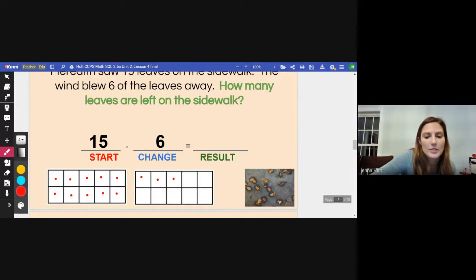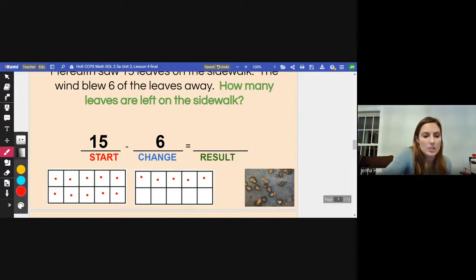11, 12, 13, 14, 15. And before I do anything with my change, just take a quick second to look at what you put on your 10 frame and ask yourself, does that show what my start is? My start is 15. I have 15.